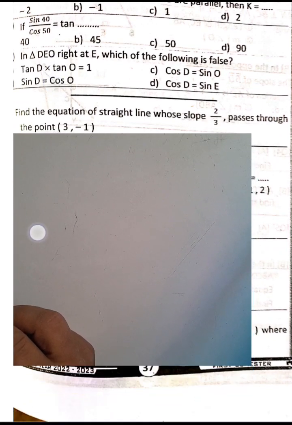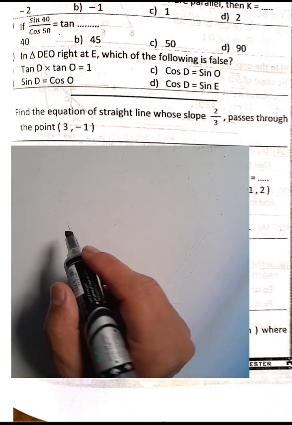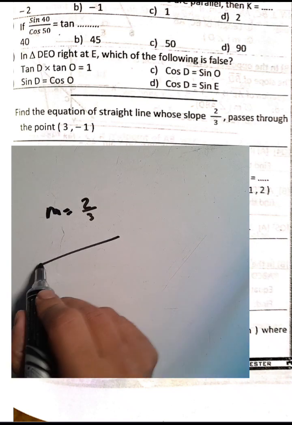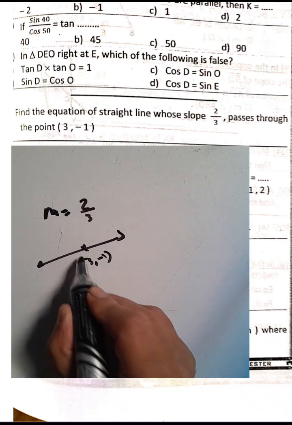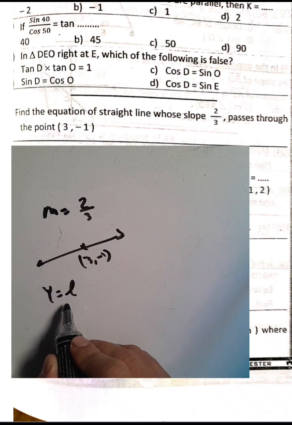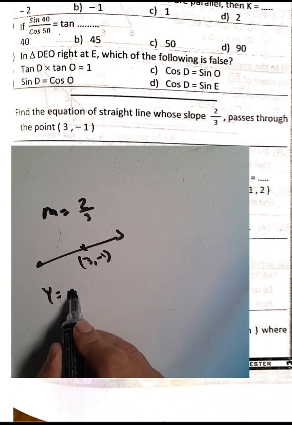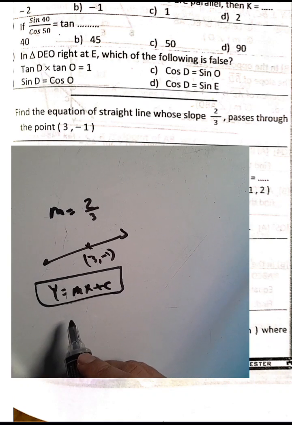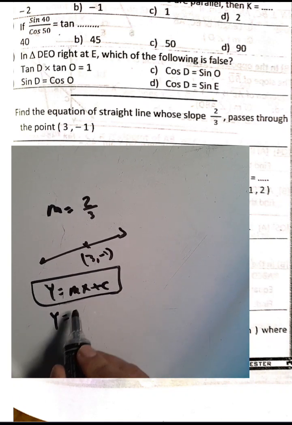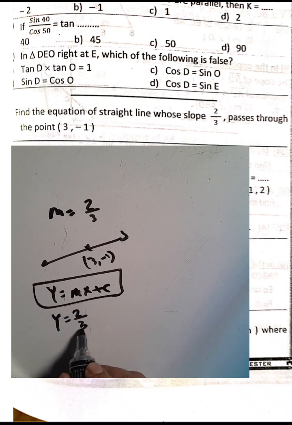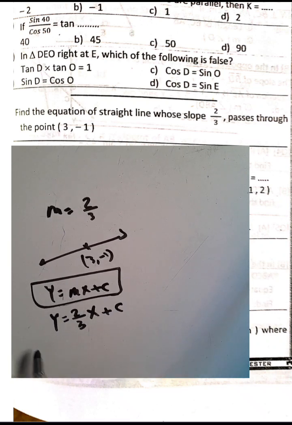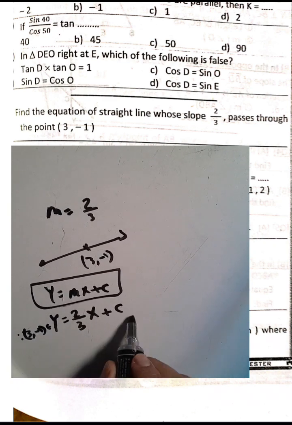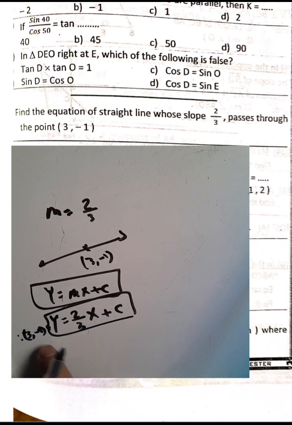Question: find the equation of the straight line whose slope equals 2 over 3 and passing through the point (3, negative 1). We can write the equation y equals mx plus a constant. Then the slope is 2 over 3 times x plus a constant. The point (3, negative 1) belongs to this straight line, so this point satisfies the equation.